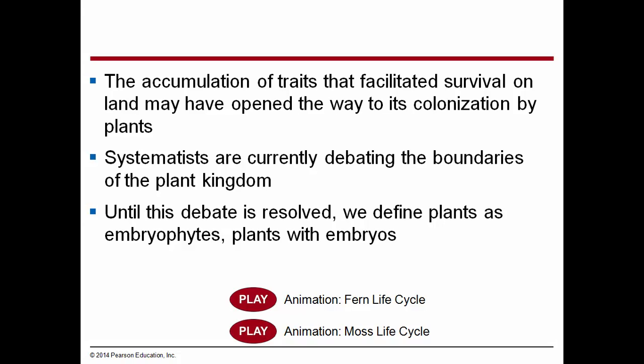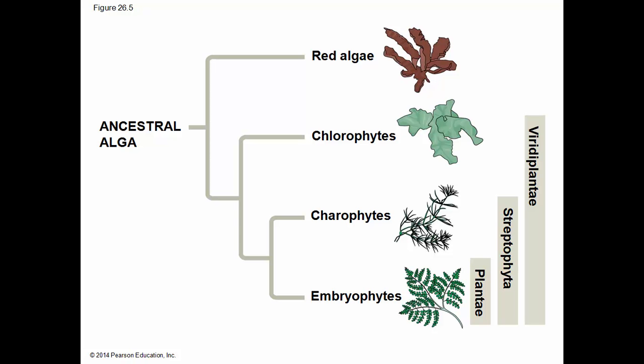Systematists are currently debating the boundaries of the plant kingdom. Until this debate is resolved, we define plants as embryophytes, or plants with embryos. Here are some of the ancestral algae: red algae, chlorophytes like sea lettuce, charophytes more closely related to terrestrial plants, and the embryophytes, plants having an enclosed embryo. These include everything from the mosses all the way up to the redwood tree. And we're going to describe this in greater detail.